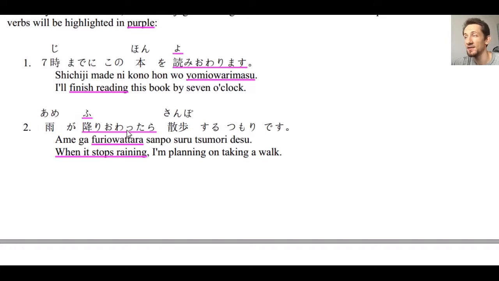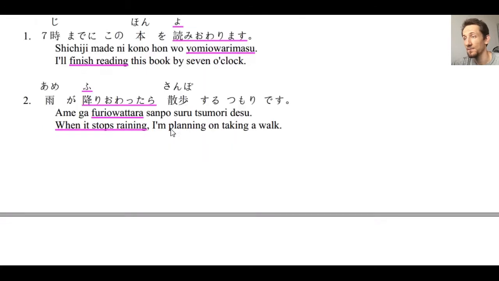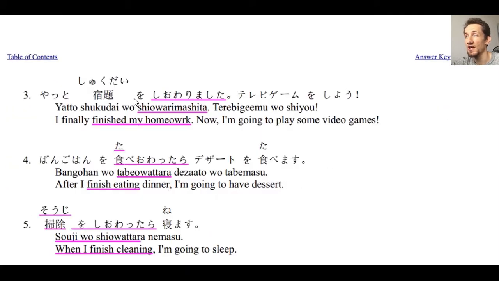stops raining, 降り終わったら散歩するつもりです。I'm planning to take a walk. So here we have the conditional form of 降り終わる、降り終わったら。Number 3. やっと宿題をし終わりました。テレビゲームをしよう。So I finally finished my homework. し終わりました。So here we have the past tense. し終わりました、し終わった。テレビゲームをしよう。So here we have the katakana word テレビ, which means television, and of course ゲーム, which means game. So we get テレビゲーム, which means video games in Japanese, television games.